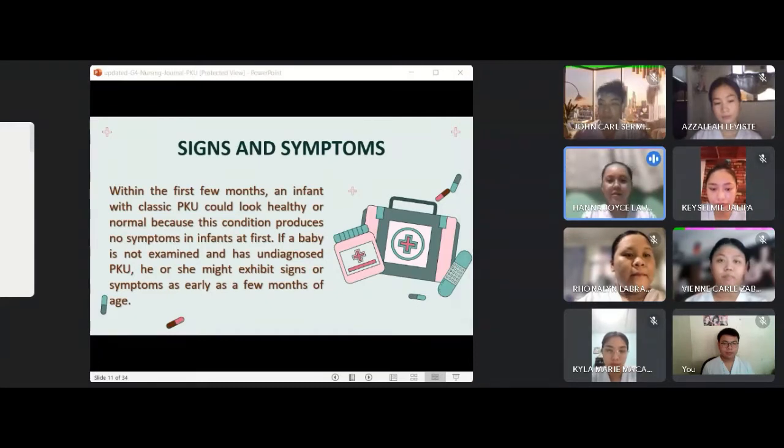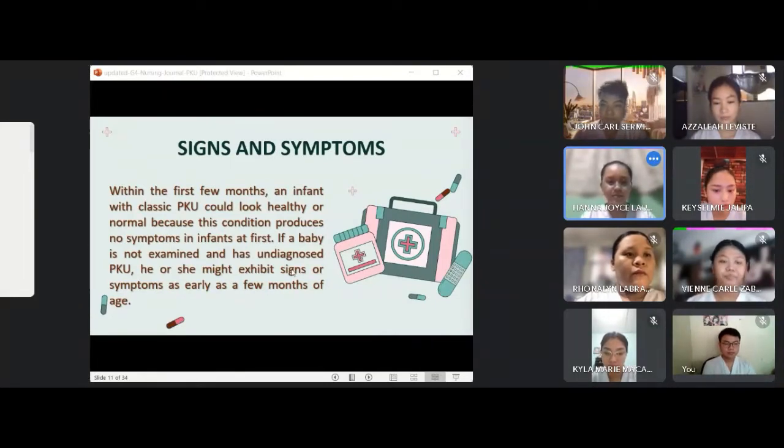Within the first few months, an infant with classic PKU could look healthy or normal because this condition produces no symptoms in infants at first, and newborns with PKU rarely have symptoms right away. If a baby is not examined and has an undiagnosed PKU, he or she might exhibit signs and symptoms as early as a few months of age.